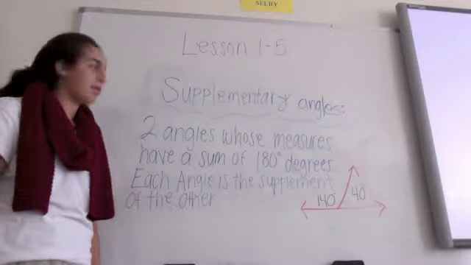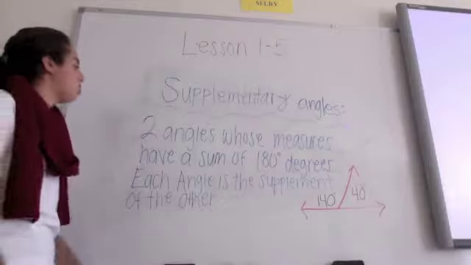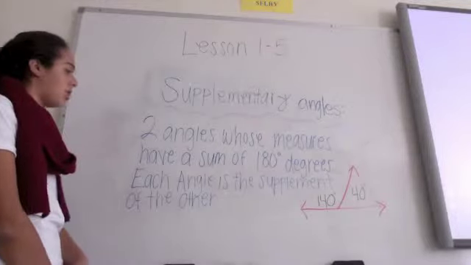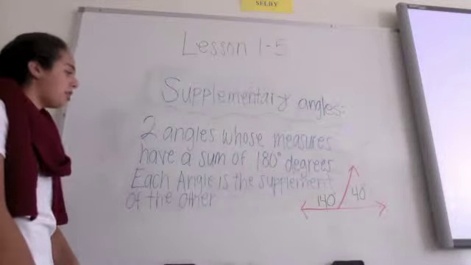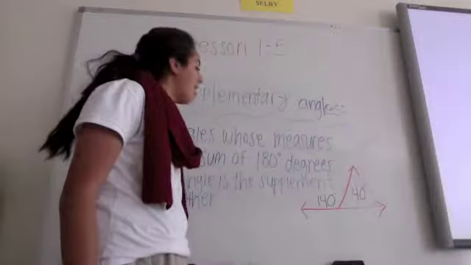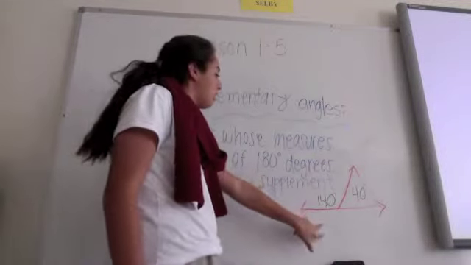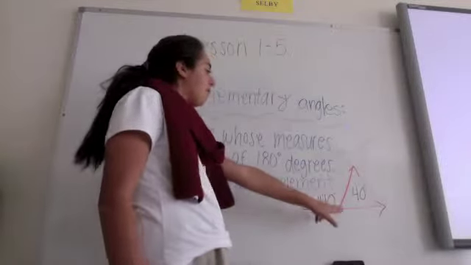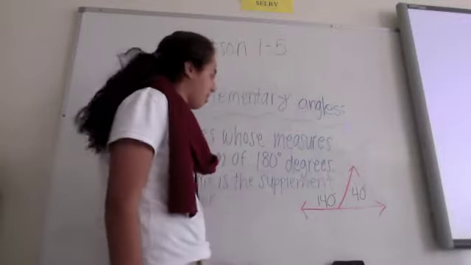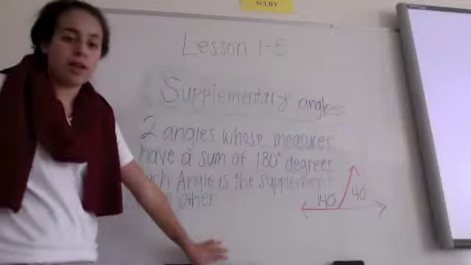Moving on to supplementary angles. Supplementary angles are 2 angles whose measures have a sum of 180 degrees. Each angle is the supplement of the other. In this example, we see one angle being bisected into 2 pieces. 140 degrees and 40 degrees equals 180 degrees, which makes this a supplementary angle.